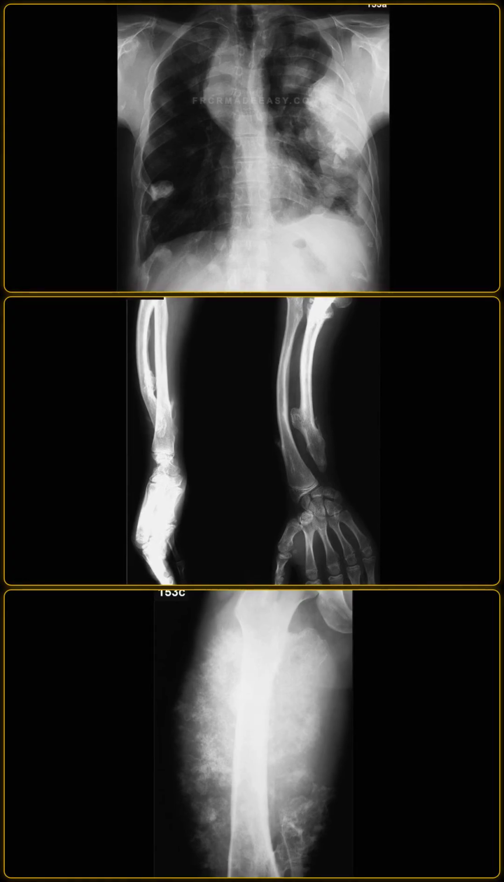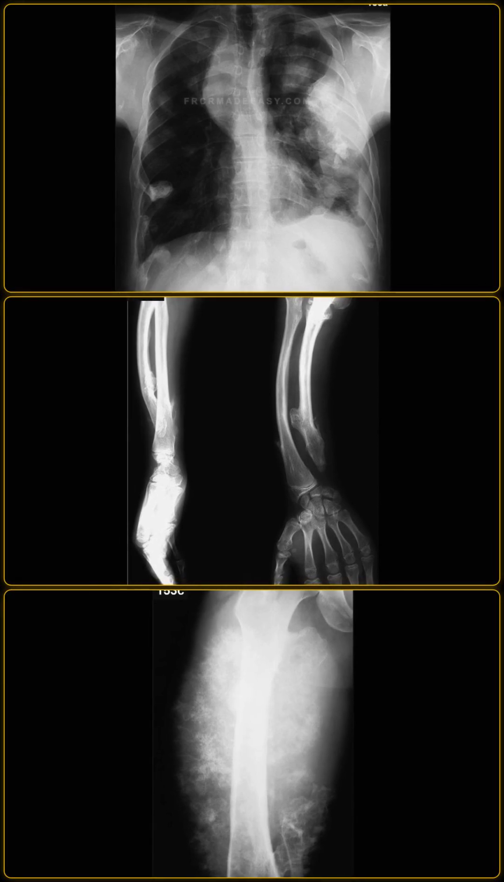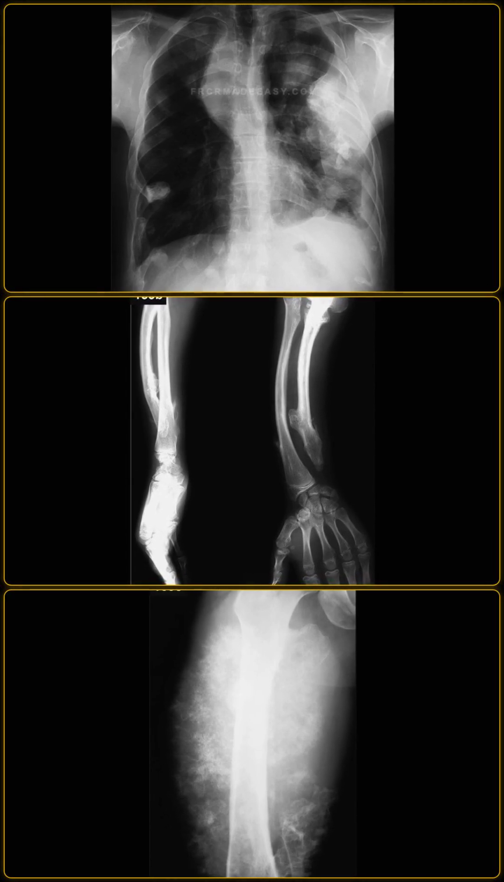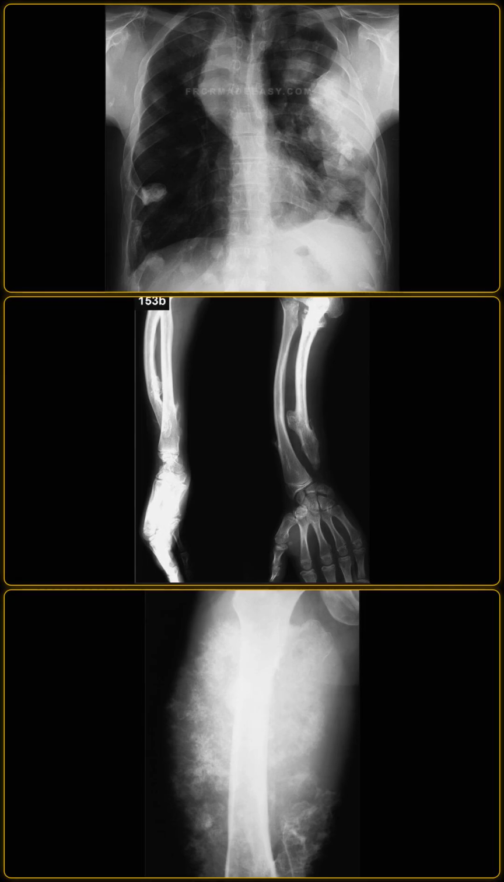I would also recommend an MRI of the chest wall and the forearm to measure the cartilage cap thickness and assess for soft tissue invasion. I would immediately communicate the findings of chest wall mass and pulmonary nodules to the referring team and recommend urgent referral to a specialized sarcoma multidisciplinary team.